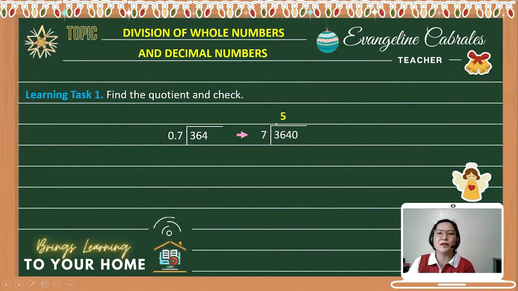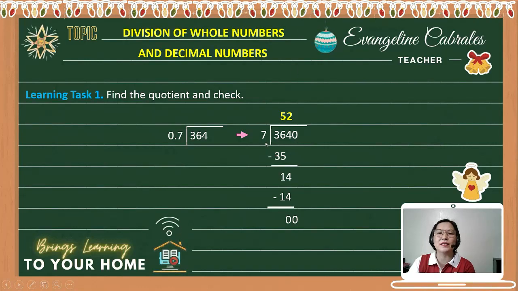36 divided by 7 is 5. 5 times 7 is 35. 36 minus 35 is 1. Then bring down the next digit, which is 4. 14 divided by 7 is 2. 2 times 7 is 14. 14 minus 14 is 0. And then bring down the last digit, which is 0.